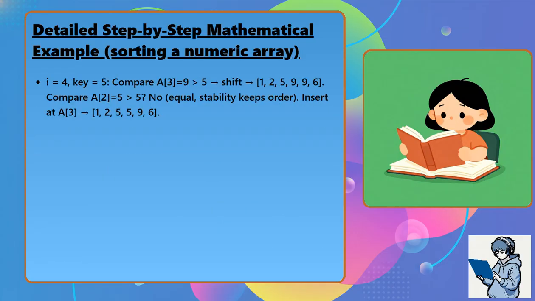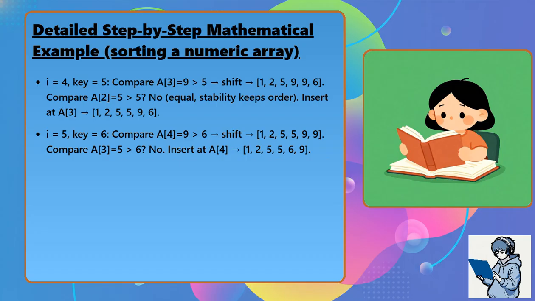i equals 4, key equals 5. Compare A[3] equals 9 greater than 5, shift, resulting array 1, 2, 5, 9, 9, 6. Compare A[2] equals 5 greater than 5? No, equal, stability keeps order. Insert at A[3], resulting array 1, 2, 5, 5, 9, 6.